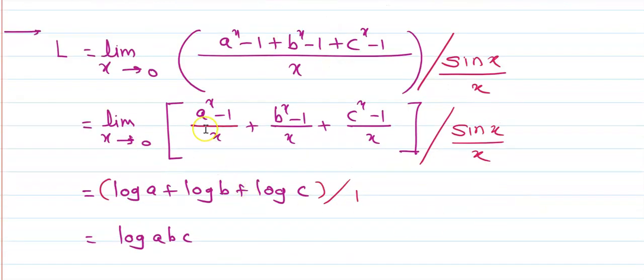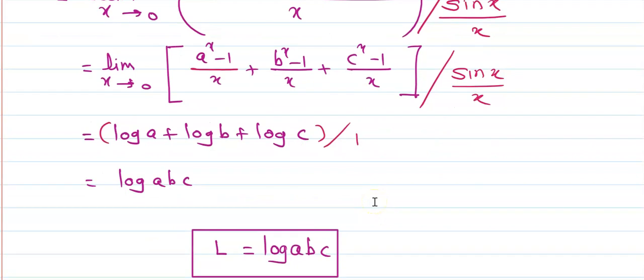Now the value of this limit is log of a plus log of b plus log of c, the whole divided by 1. Therefore, the sum of the logs, log of a plus log of b plus log of c, is nothing but log of a into b into c. Therefore, L is equal to log of abc. And this is the final answer. Now see the next example.